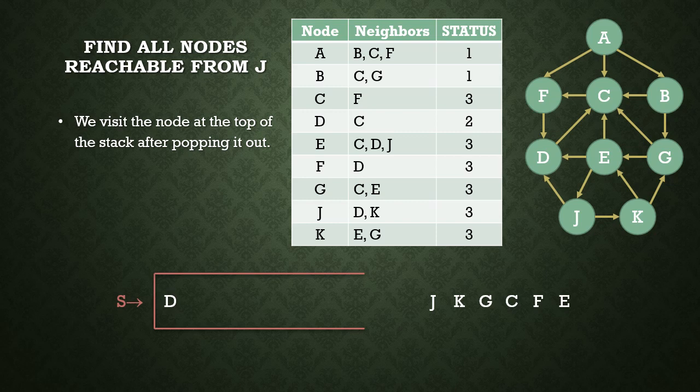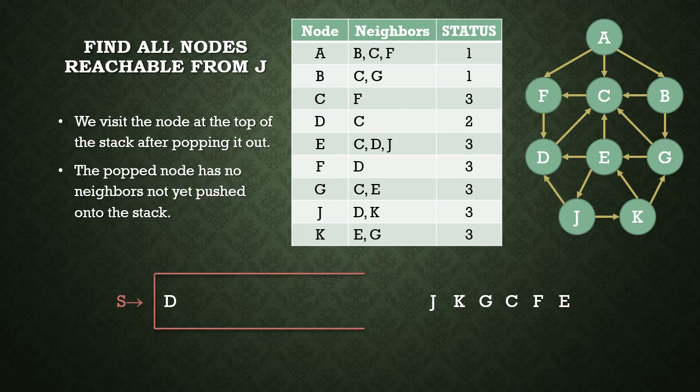We pop from the stack, we get E. Status of E becomes 3. E has 3 neighbors, C, D, and J. All of them have been pushed to the stack before, so we do not push any further node for E.